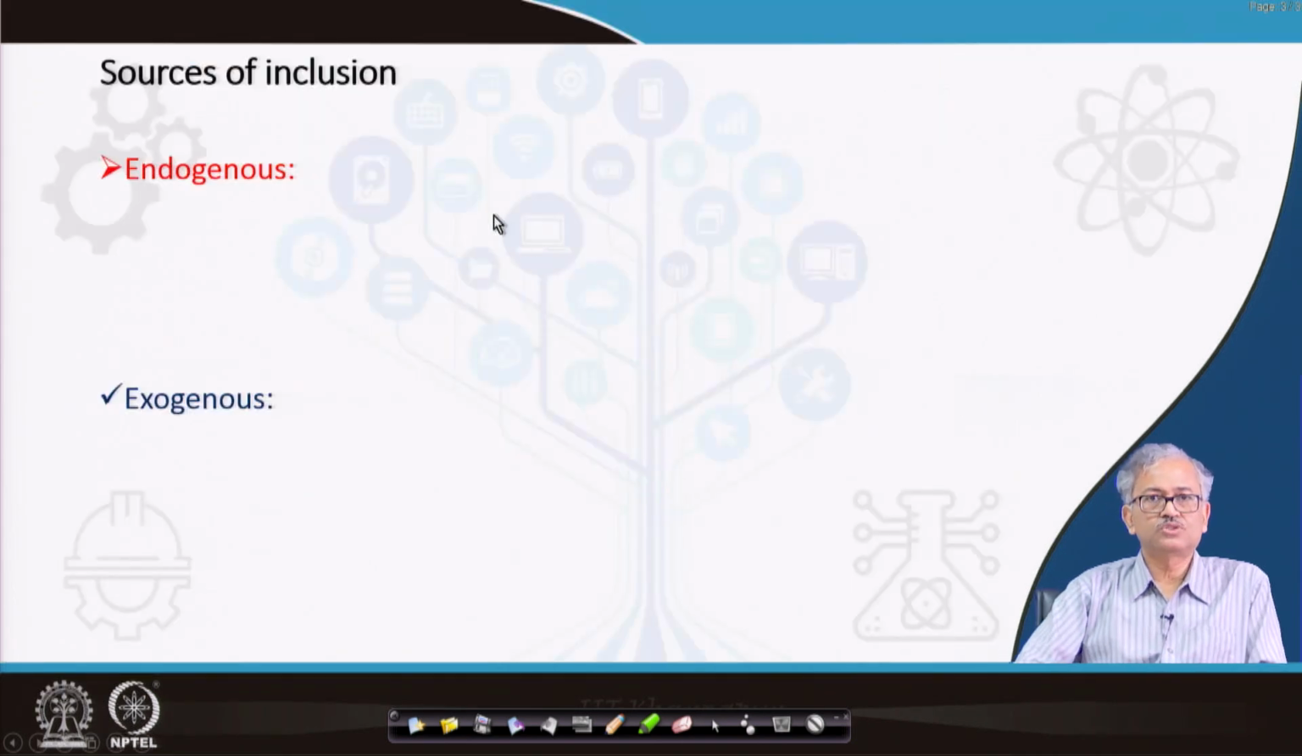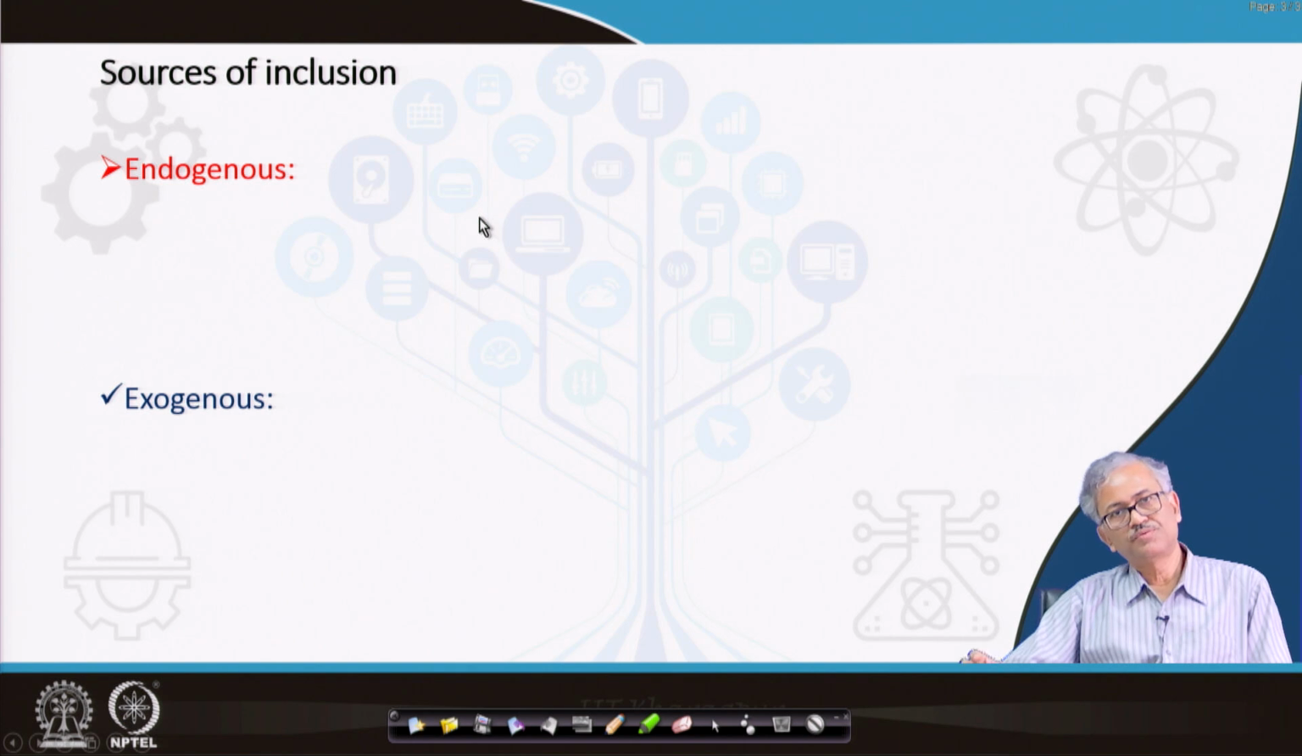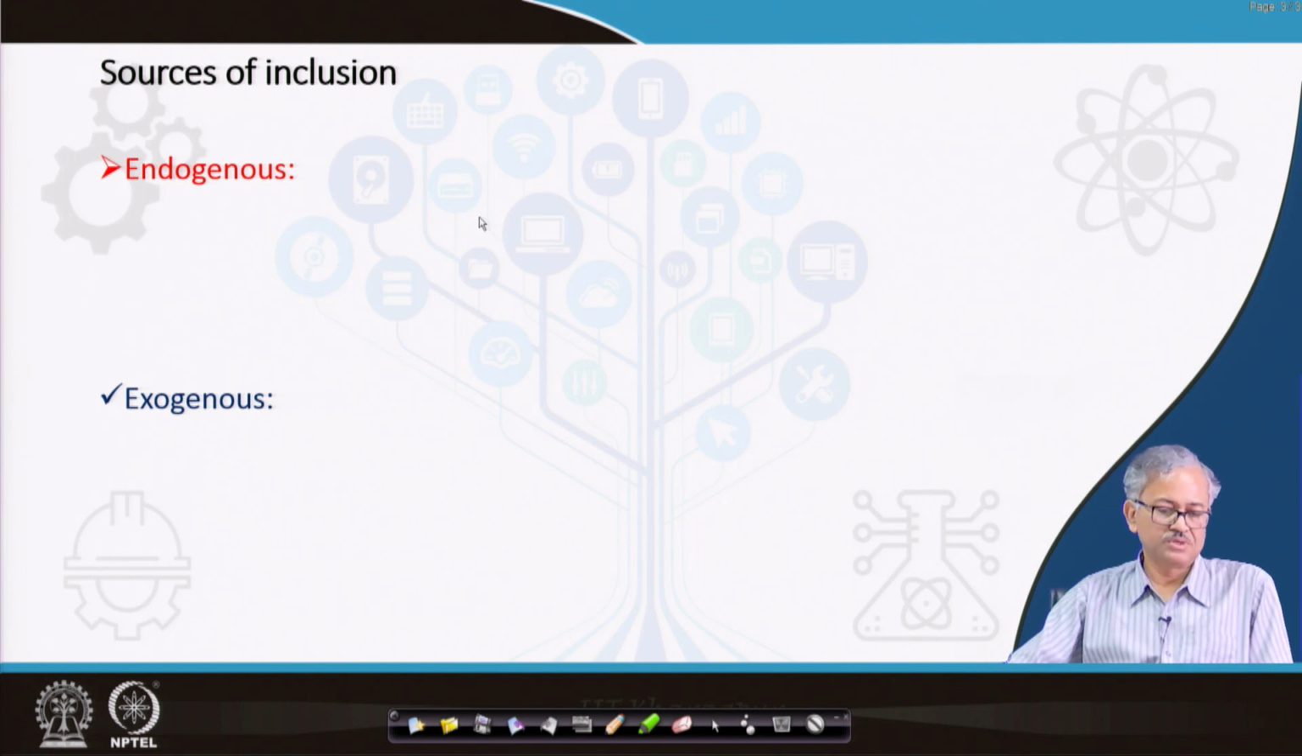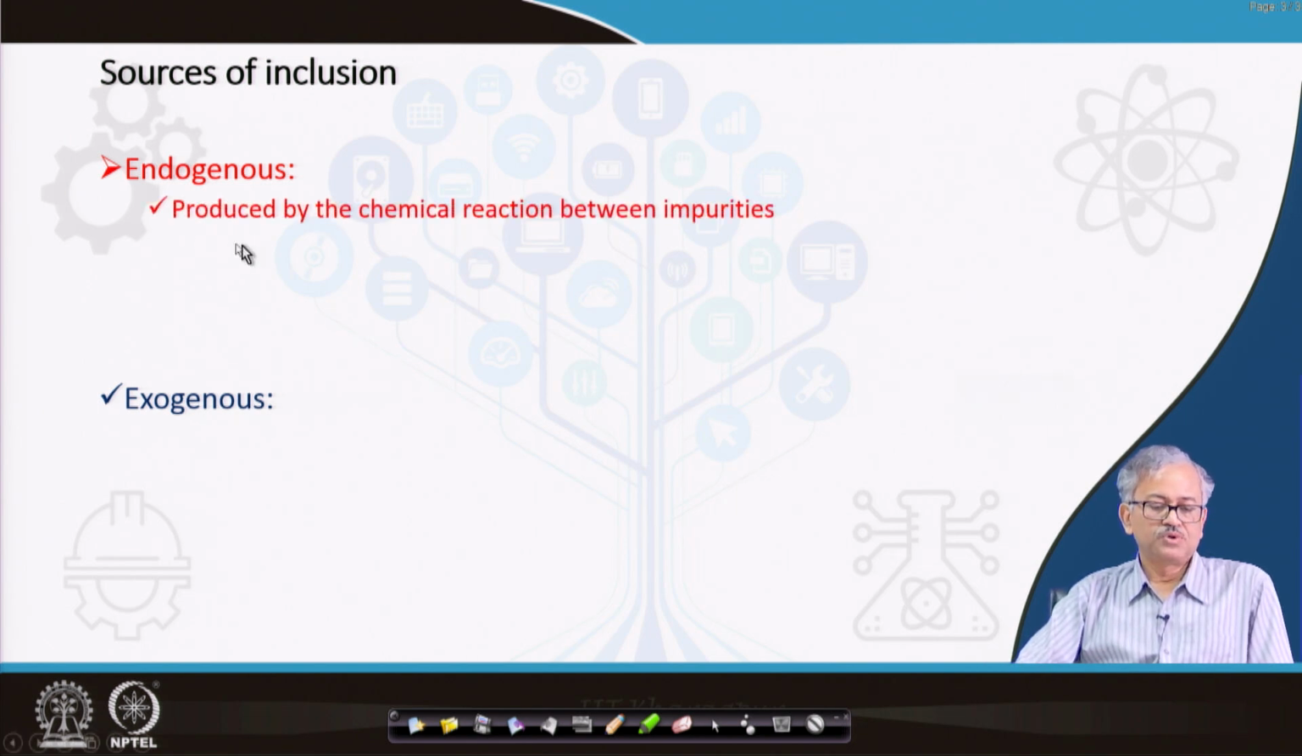Now, sources of inclusion: there are basically two types of inclusions observed. One is called endogenous, another is called exogenous. Endogenous means evolved within the steel melt by in situ operations. That is produced by the chemical reaction between the impurities, because in the steel you have some impurities, and these impurities can react with each other and form inclusions. Mostly the oxide inclusion is a very major inclusion, produced because of deoxidation. And then precipitation during solidification.